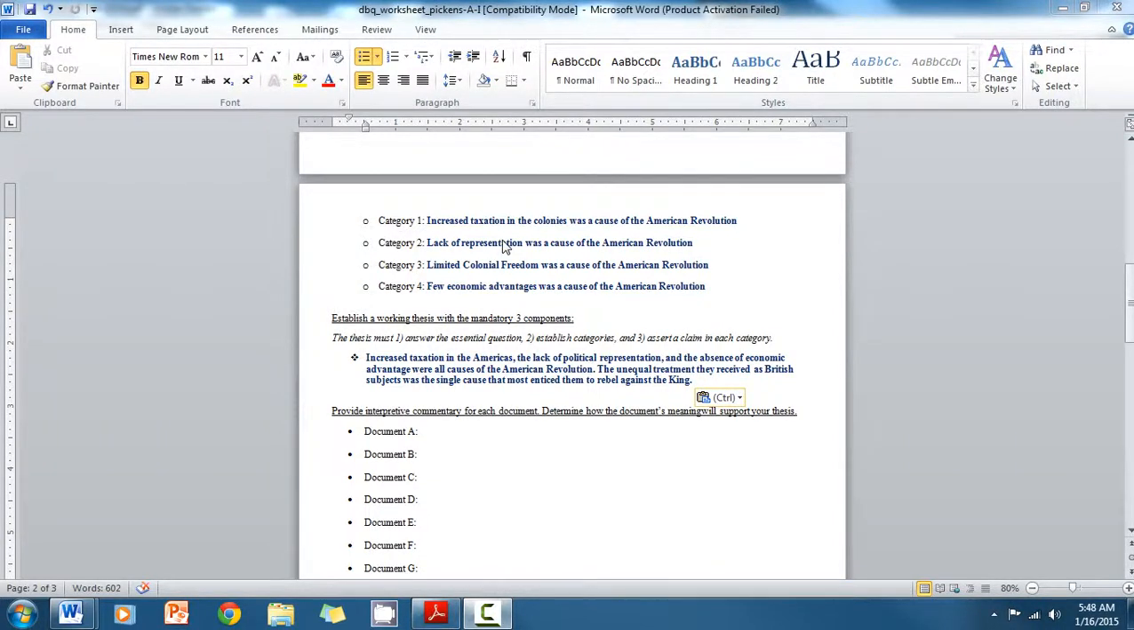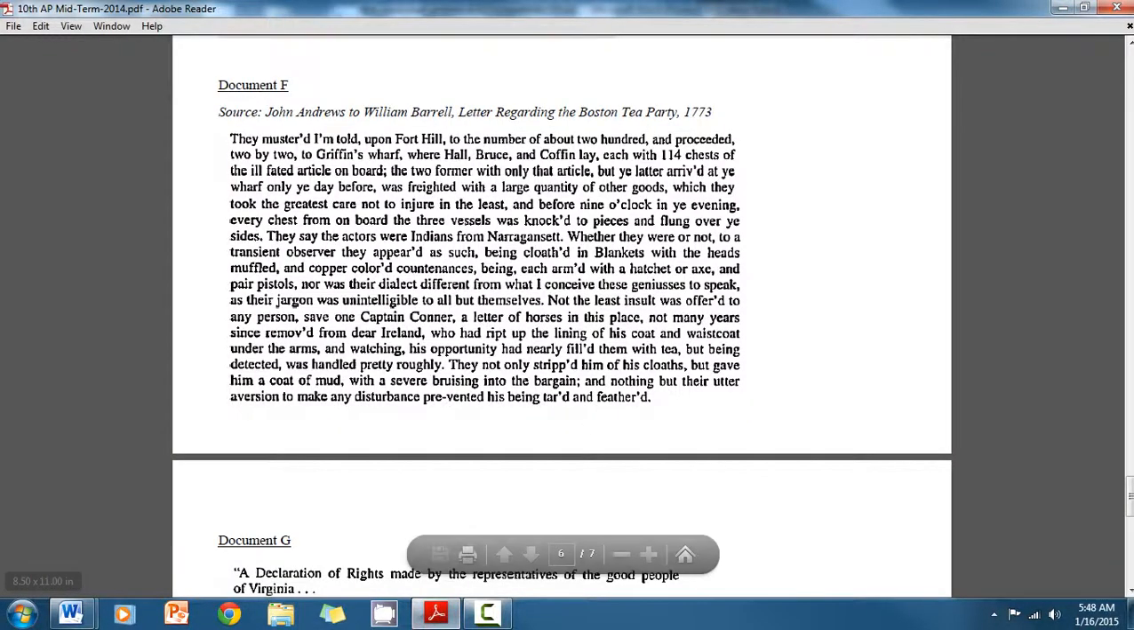We're going to continue completing the sample of the DBQ worksheet. We have already constructed the thesis statement. Let's just review the question again.